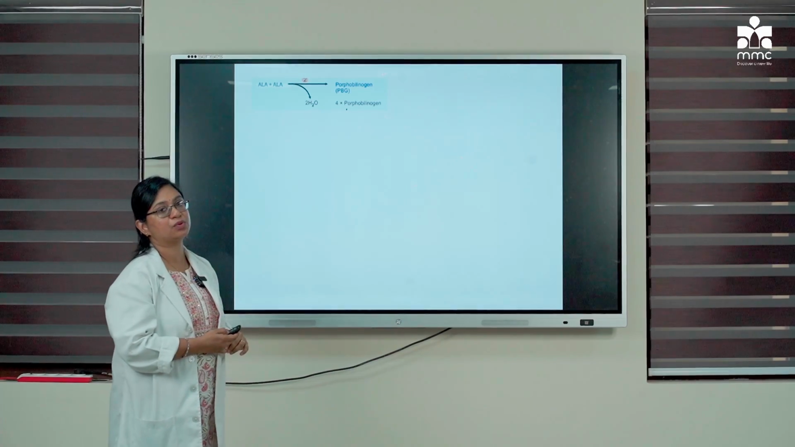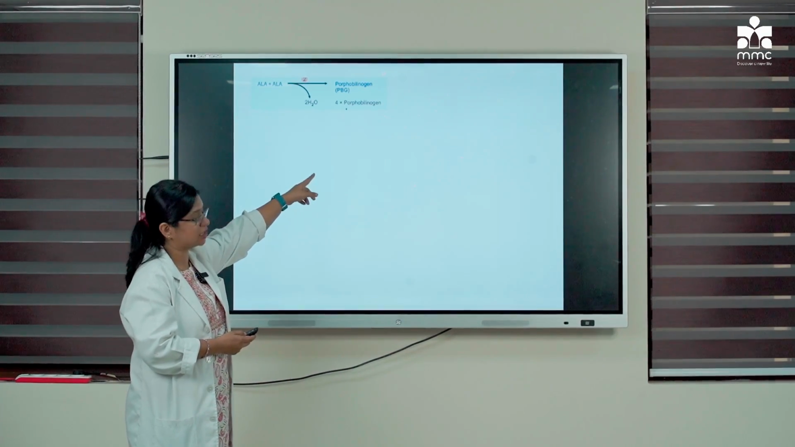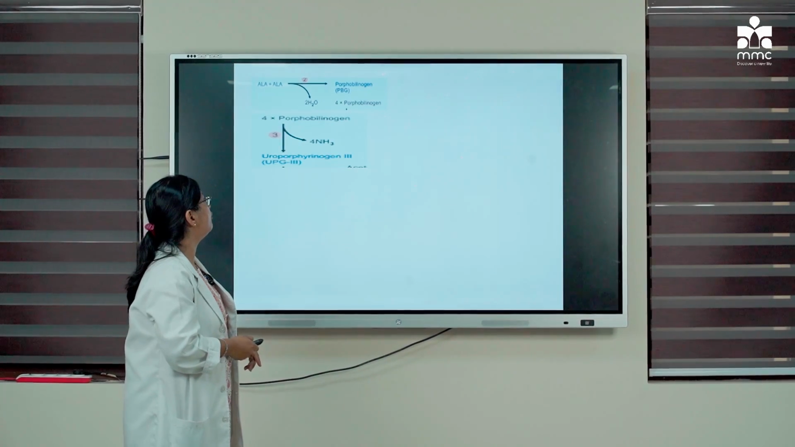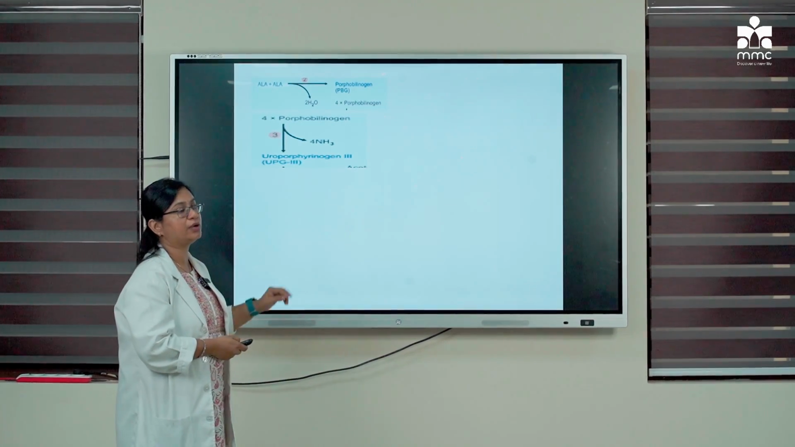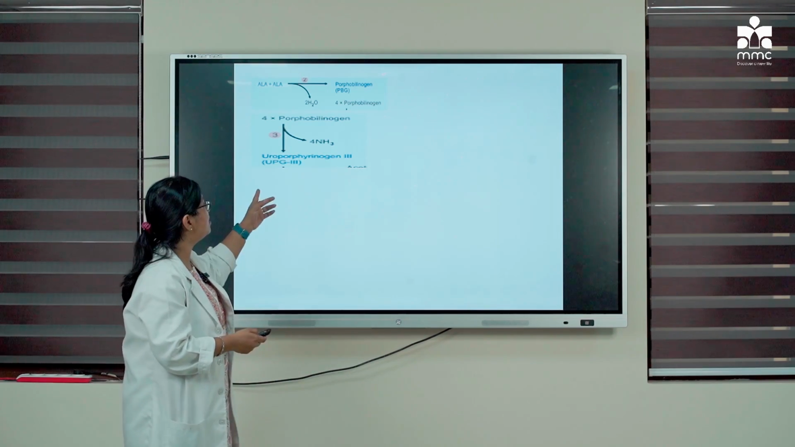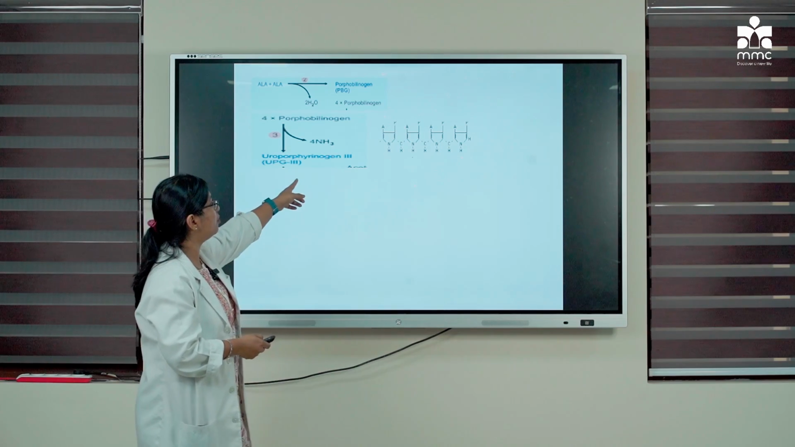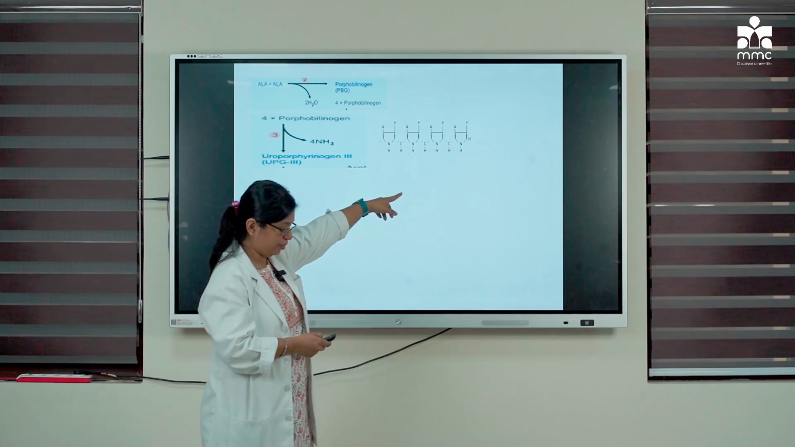In the next step, 2 ALA molecules combine to form porphobilinogen, which is the first ring structure. In the next step, all 4 porphobilinogens join to form uroporphyrinogen 3, where the enzyme is PBG deaminase. Okay, then as you can see, it forms a linear tetrapyrrole.